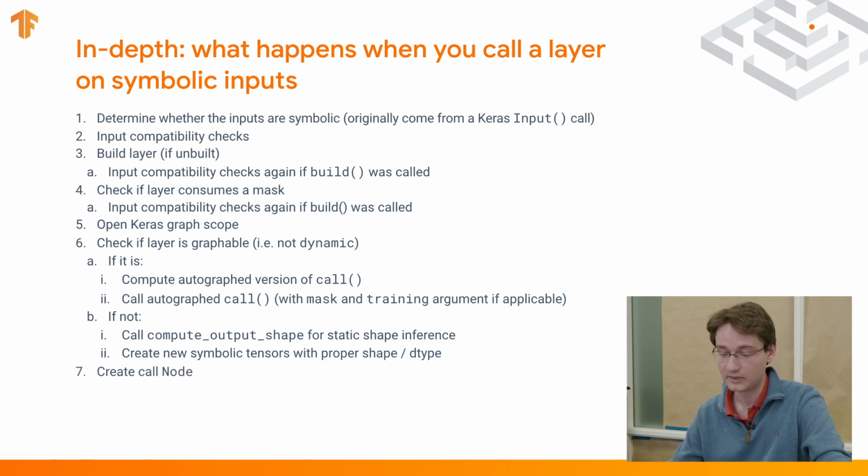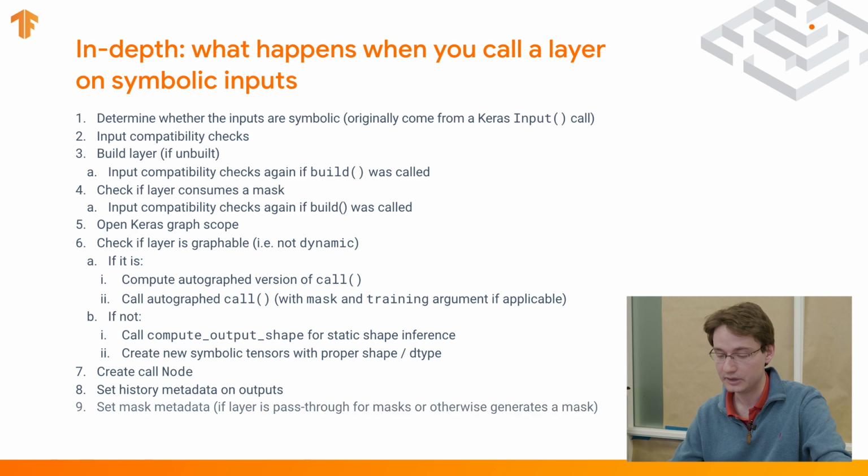So finally, you create the node in the graph of layers for this call. You set the metadata on the outputs, which are either these brand new symbolic tensors created using static shape inference, or the outputs of the actual graph mode call. So the metadata about the node. And finally, you set the mask metadata, which is what the next layer is going to retrieve in case that layer is a mask consumer.